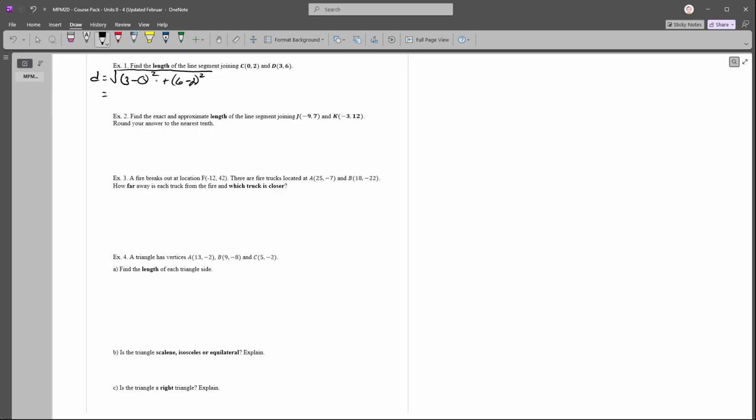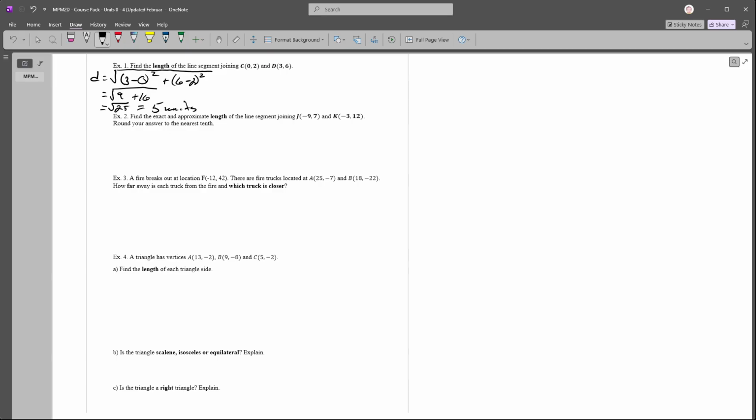Now let's break it down. So that's 3 minus 0, that's 3. Squared is 9, so the square root of 9. Plus 6 minus 2 is 4. Squared is 16. So we have 9 plus 16, so that is equal to the square root of 25. That's a nice simple number. Square root of 25 is simply just 5. And that's our final answer, 5 units. No work involved. So let's go to the next one.